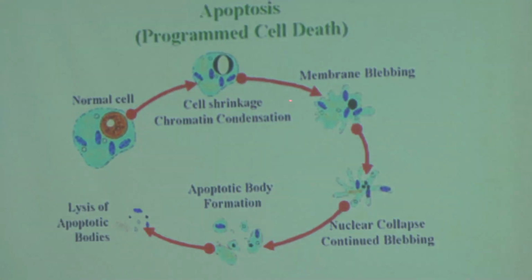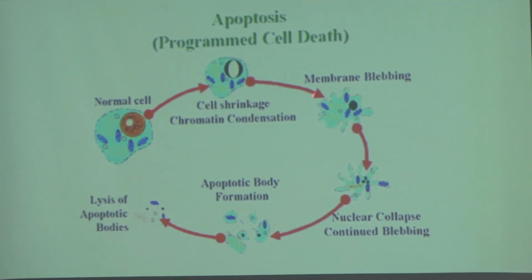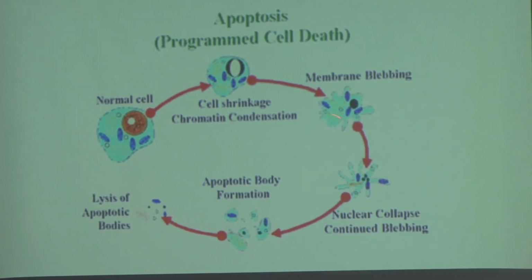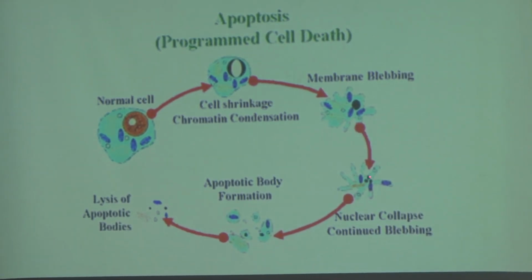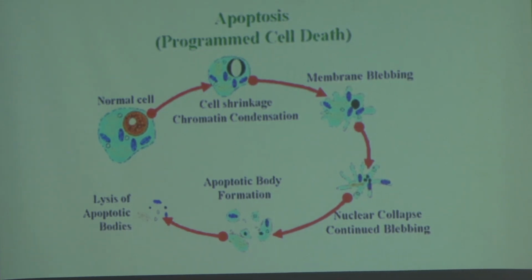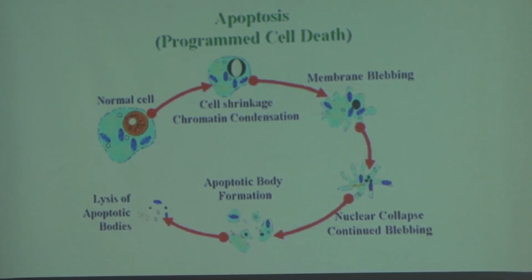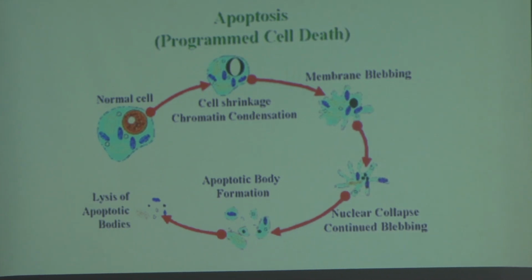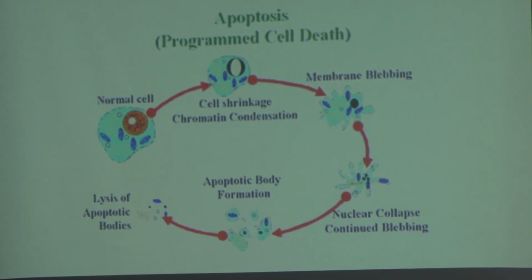So normal cell, shrinking, membrane is blebbing, so bubble-like structures are formed, and see, what is happening to the nucleus? There is a nucleus, within that nucleus there is chromatin. This chromatin will be deranged and condensed. After that, the nuclear membrane will be ruptured. As a result, what will happen? The DNA within the nucleus will be exposed.